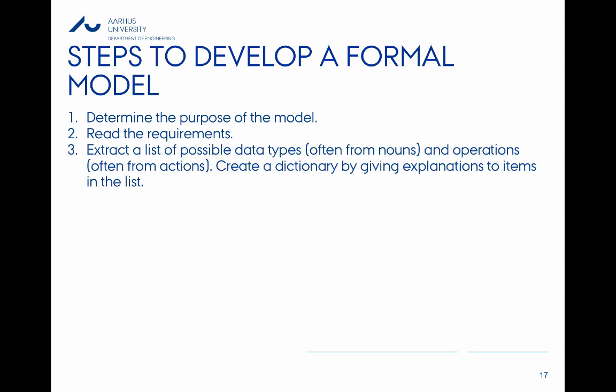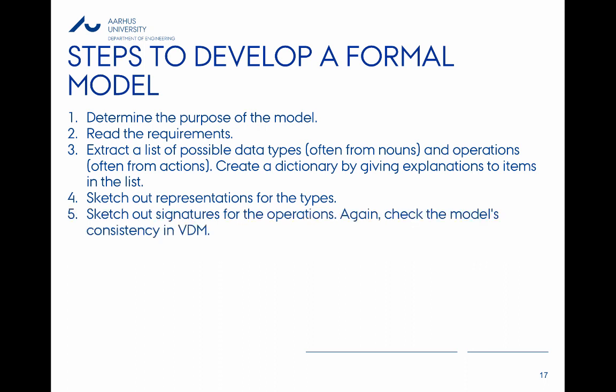From such a requirement list, you can try to extract different possible data types, typically from the nouns, and functionality, operations and functions, often from the actions. And then we can create a dictionary giving explanations to the items in this list. The next step would be to sketch out representations for the types, and then sketch out what I call signatures for the functions and operations. Again, you can check the consistency of these using the Overture tool.